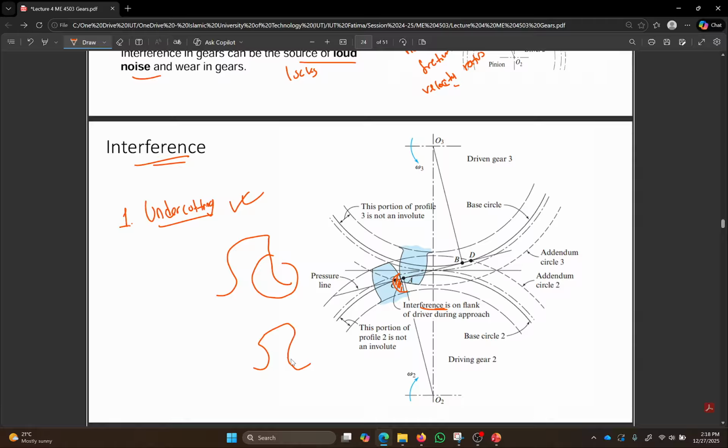Okay, and there is nothing over here. This reduces the strength of the overall gear teeth, and in the long run they can break apart because the base is less strong. There's less material in the base.